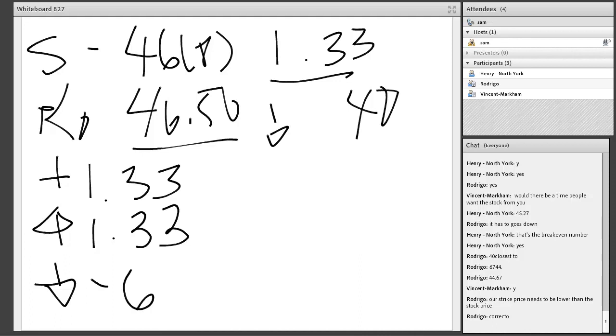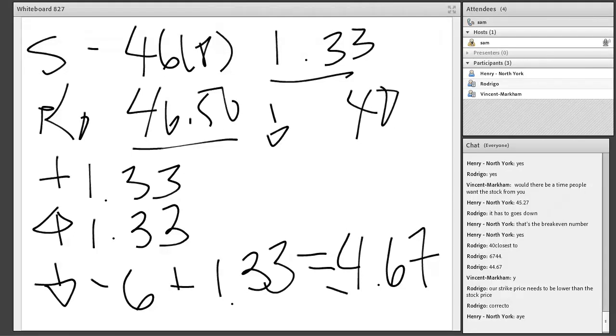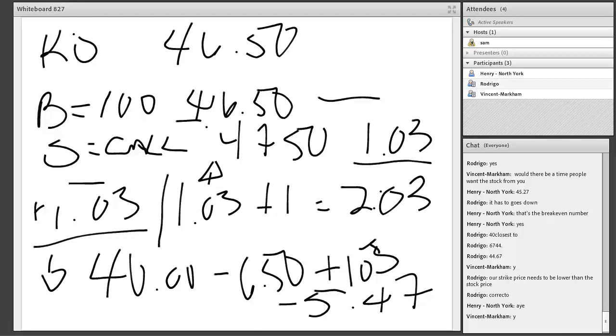Well, what does that mean to us if we sold the put? The stock went from 46 to 40, so we would lose $6, because they can make us buy it for 46 and they can buy it for 40, but we bring in $1.33, which puts us at $4.67. Everybody see that? That's what we would lose. Vincent, you see that? Rodrigo? Okay, good.